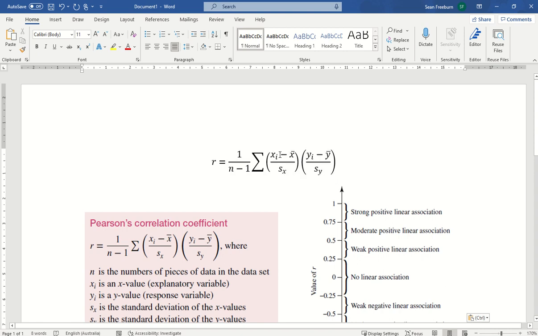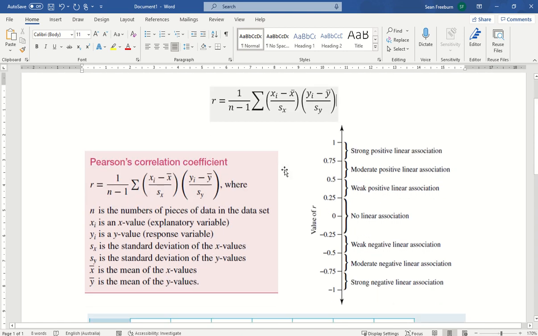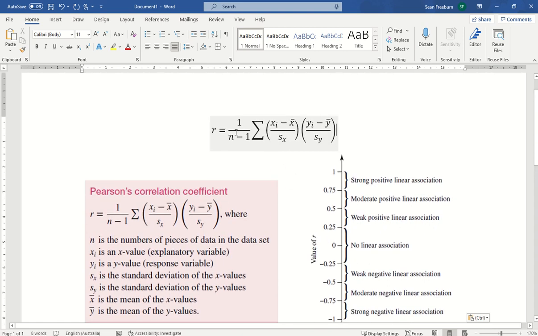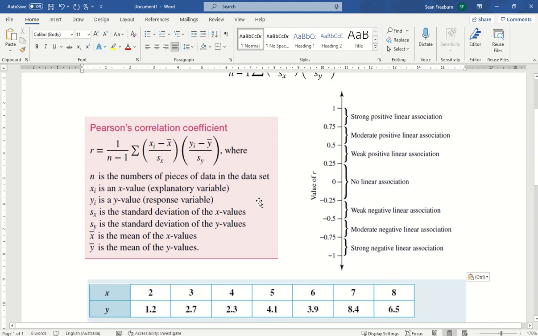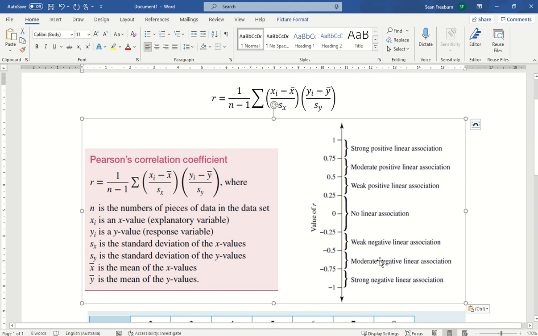So this formula is on your formula sheet and it's a bit of an ugly one. So what do all these little things mean? Well, N represents the number of pieces in the data set, Xi represents a data point, X with the hat on it, or X bar, represents our average, Sx is the standard deviation of X, Yi is the Y data point, Y with the hat on it is the Y average, and Sy is the standard deviation of Y. So our final product will give us an answer anywhere from -1 to 1.